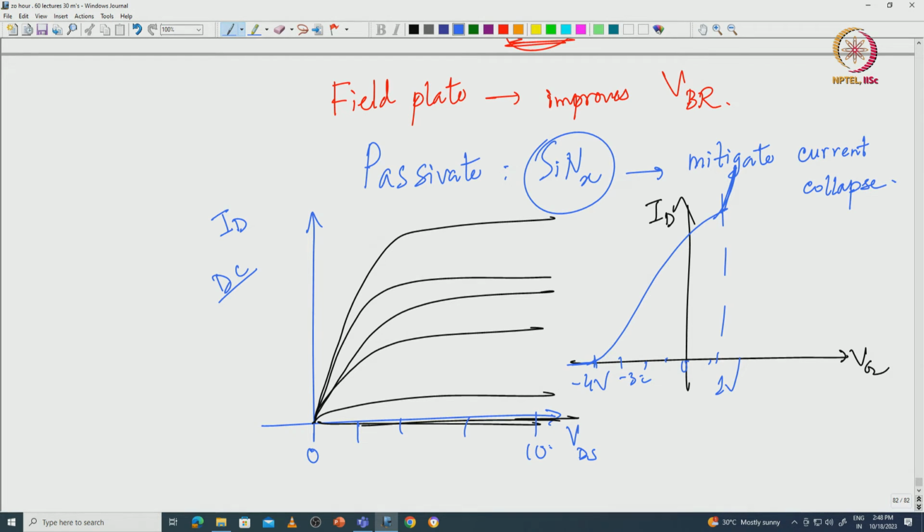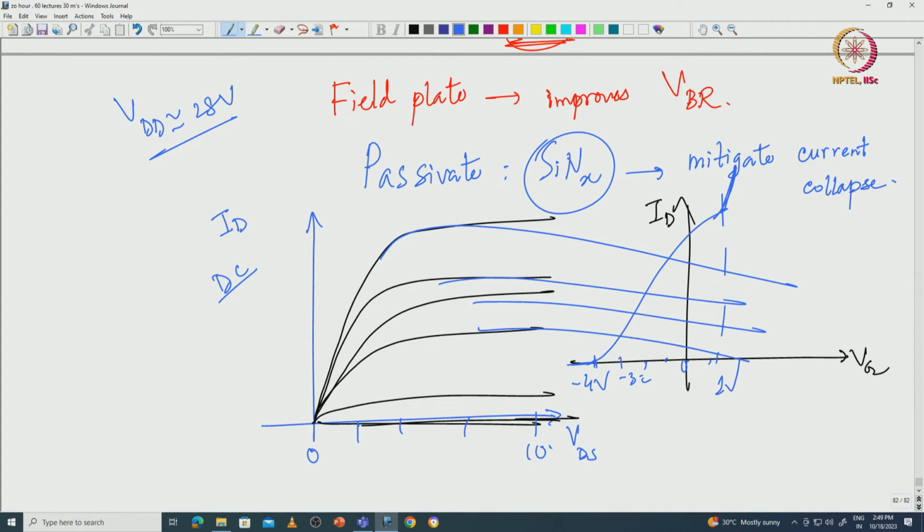But if you go to higher drain voltages, you need 28 volt on the drain. As I told you, typical supply voltages are 28 volt. Okay, if you go to 28 volt, what will happen is that this current will start drooping because of a combination of heating and trapping. The current will start decreasing, it is called a droop, and that happens because of heating if you are doing a normal DC measurement. Okay, or it could also be trap related, where the traps come into the picture at higher temperature and capture more electrons, and the droop happens.